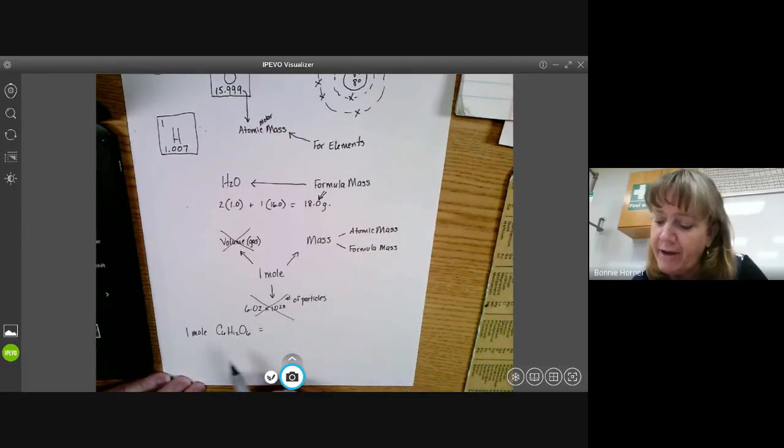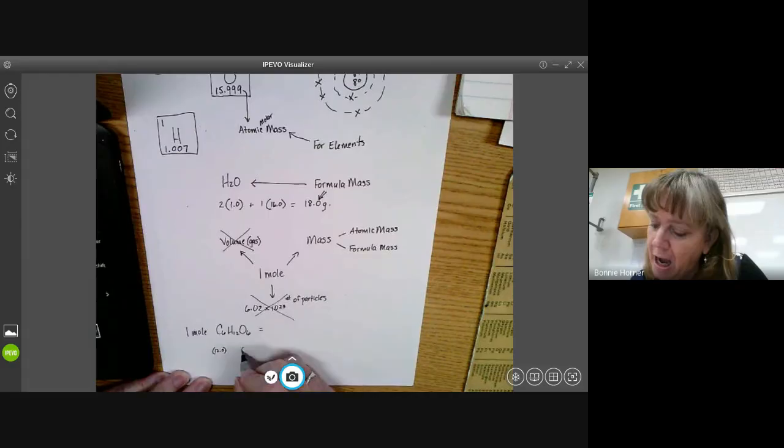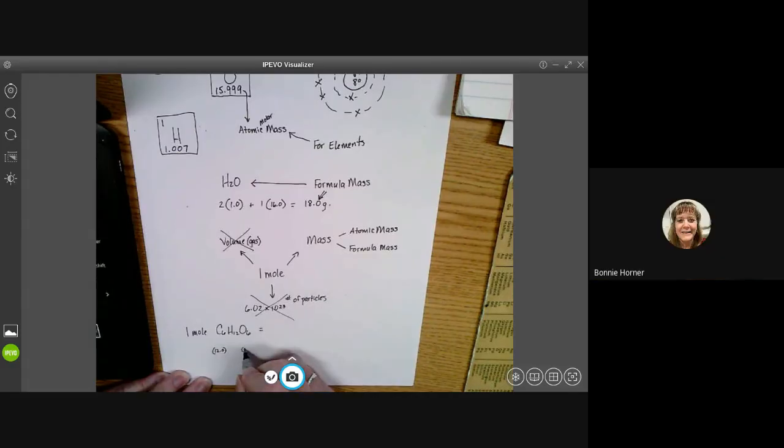You need to look up these values, but I'm going to tell you the value of carbon is 12.0, and I always round it to 1 place after the decimal. Hydrogen we know is 1.0, and oxygen is 16.0, rounded. But notice the 6 and the 12 and the 6. So we go 6 times the 12, plus 12 times the 1, plus 6 times the 16, and we get 180.0 grams of C6H12O6.